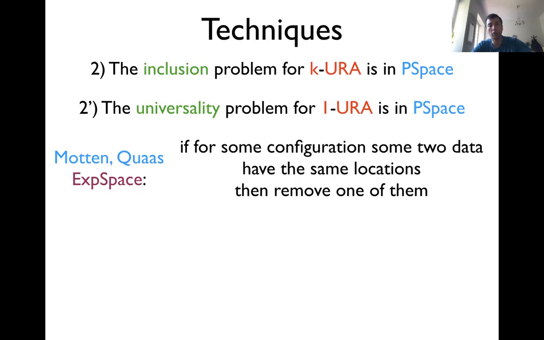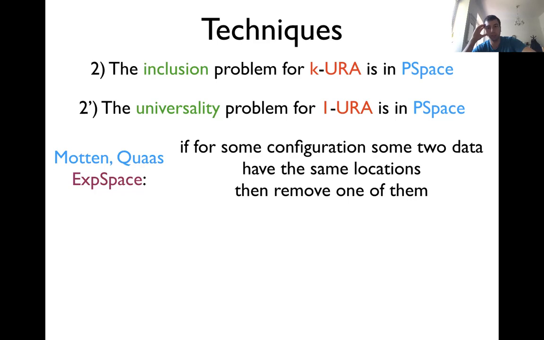I will call a configuration the following: if you start from the initial configuration and you read some word W, you can get many locations with many data values. The whole set of these locations together with data values, I call a configuration. So this is like a set of locations plus data values.